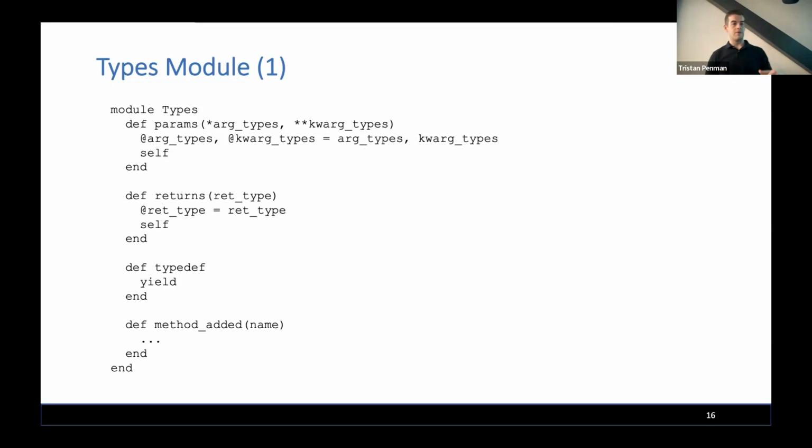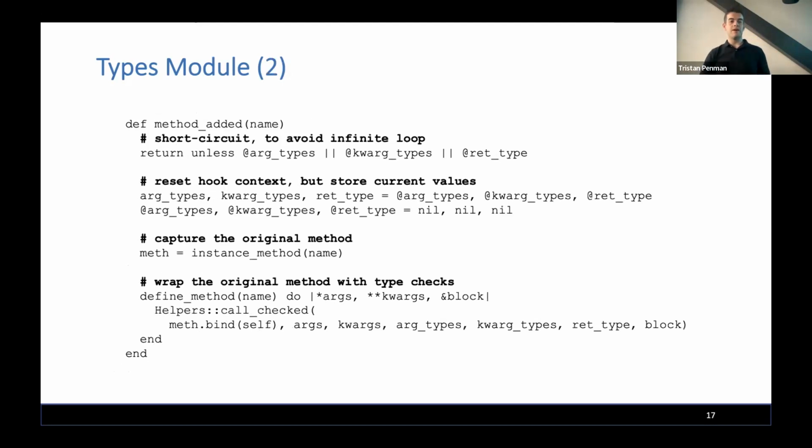And now, if we look at the bottom of this scaffold for the types module, we see our friend method added and 3 dots, which tell us that something big is coming. But it's actually not that bad. It's actually really similar to the structure we had before. And this is thanks to metaprogramming being a first-class citizen in Ruby. So we've got the same logic to avoid the infinite loop. We've got some bookkeeping to maintain the current context. And then the last few lines actually look really similar too. We store the original method in a reference, and then we call define method to replace it with something new.